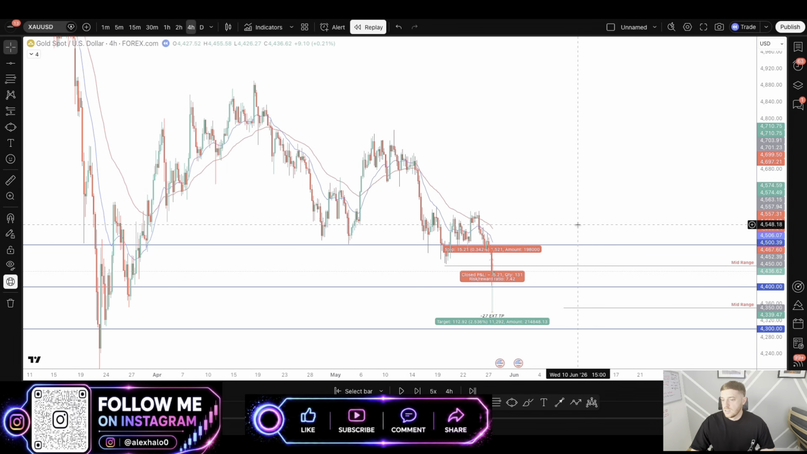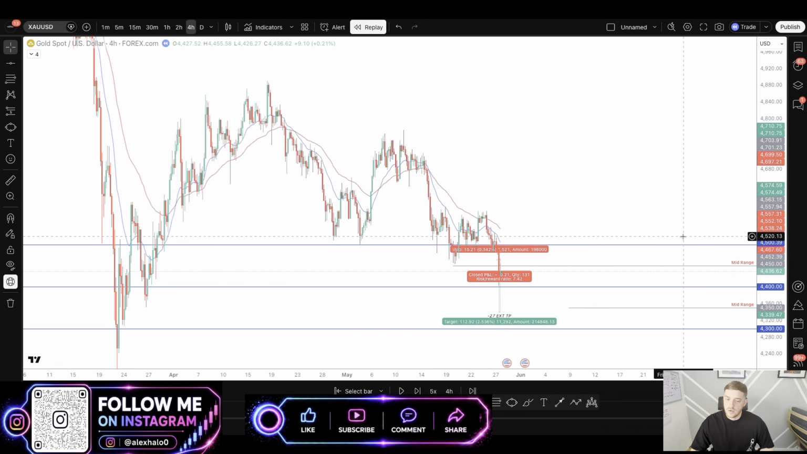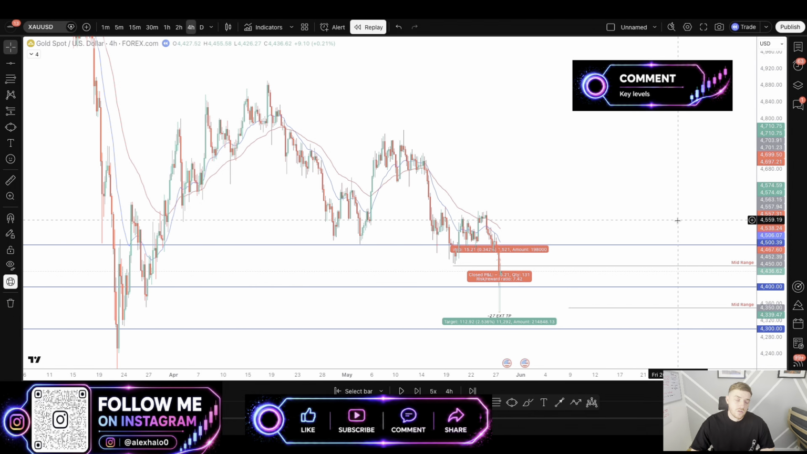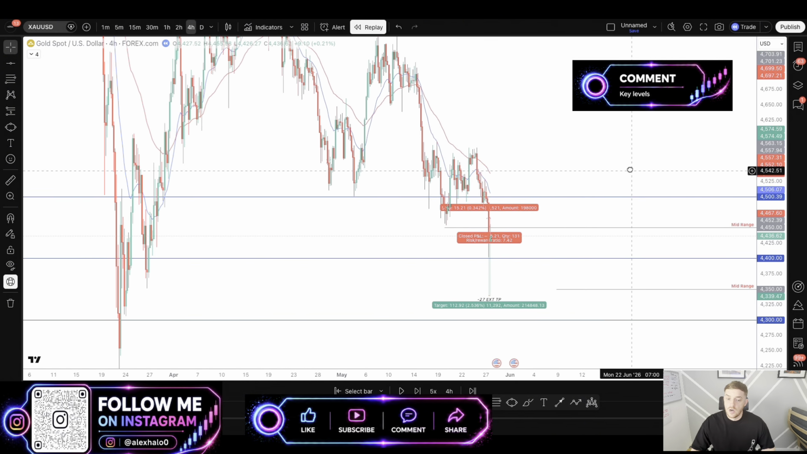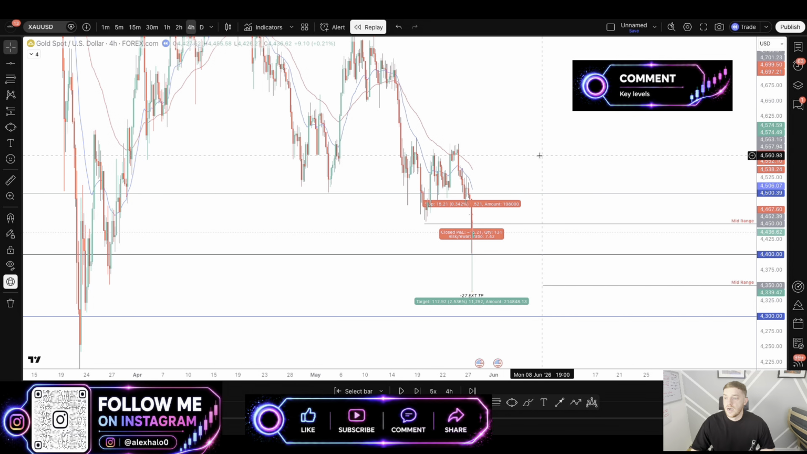Now you'll notice here I've got these blue lines and this mid-range, and this blue line and this mid-range. Now these are psychological key levels or just key levels. If you do want to see a detailed video on that, then comment key levels below and we can break that down for you as well.